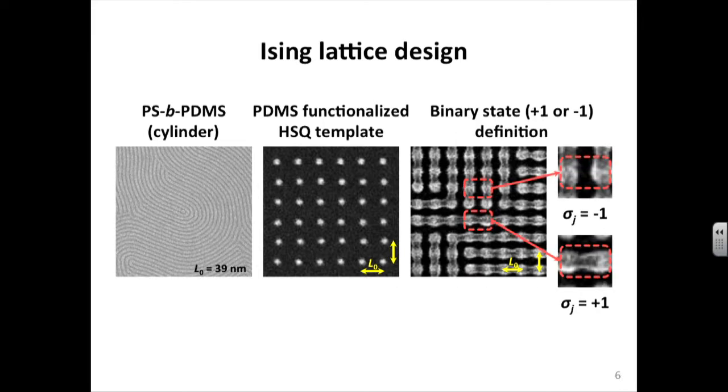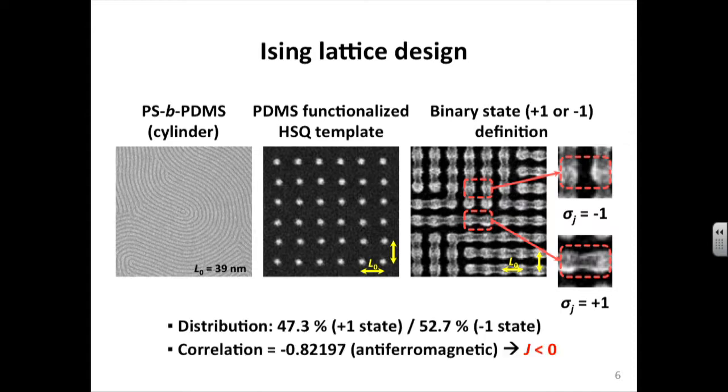And here we define the Ising states based on the connectivity between two adjacent posts. When two adjacent posts were connected by a PDMS structure, as shown on the bottom inset, the Ising state was defined as +1. When two adjacent posts were not connected by a PDMS structure, as shown on the top inset, the Ising state was defined as -1. This assignment ensured one-to-one mapping between a block copolymer pattern and its corresponding binary state array.